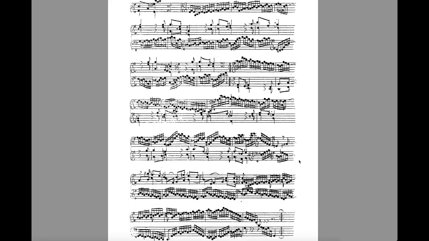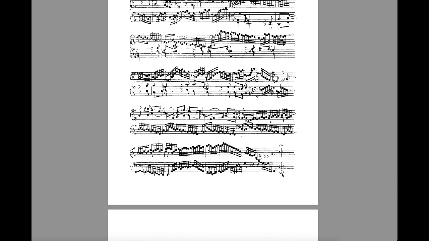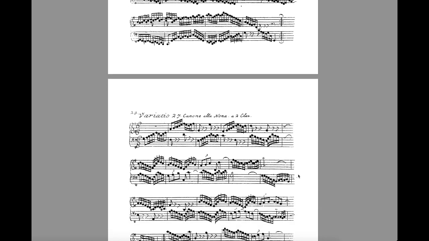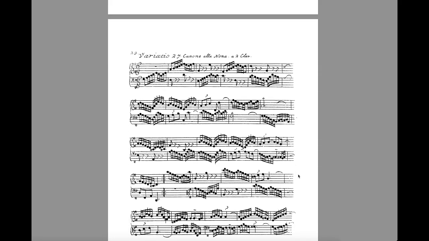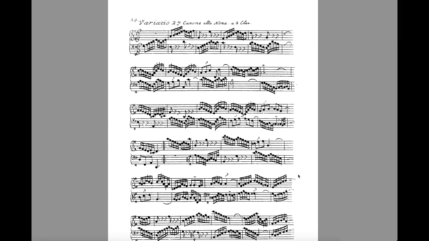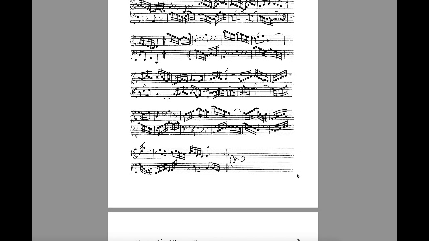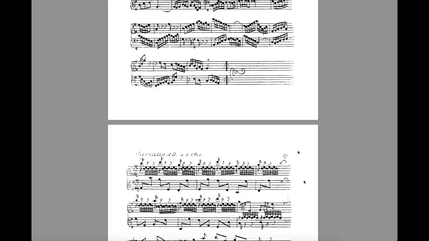And we're continuing on to the next page. And clearly there is a fermata at the end of variation 26. It's a little faded and a little small, but there is a fermata there. And we move on to variation 27, canon at the ninth. Moving through variation 27. At the end of variation 27, there is no fermata, but there is an artistic flourish there.